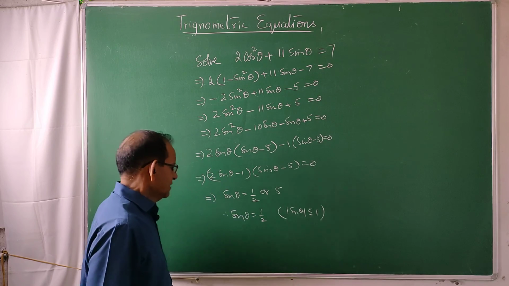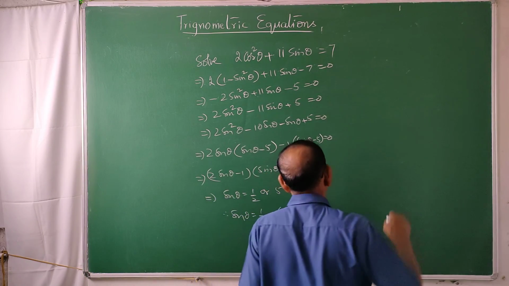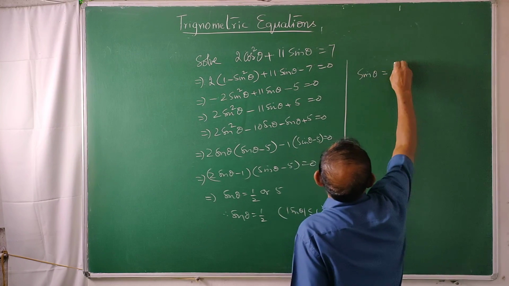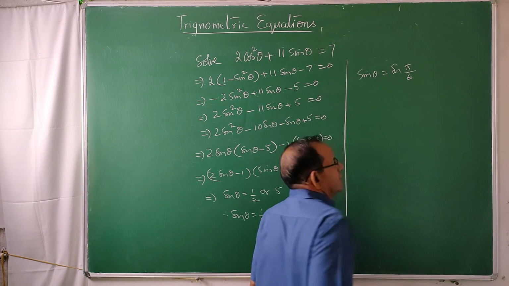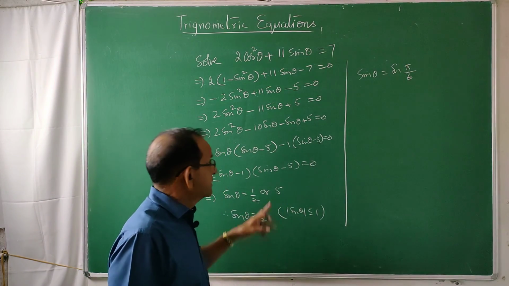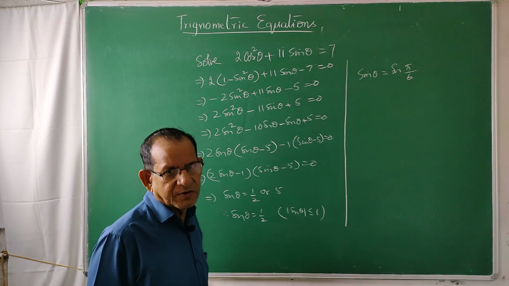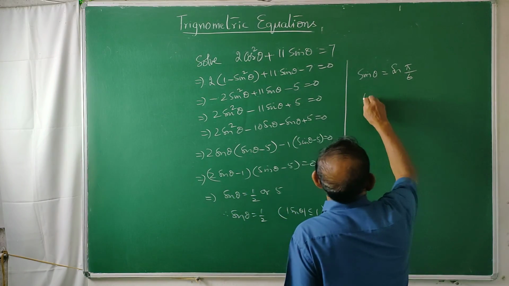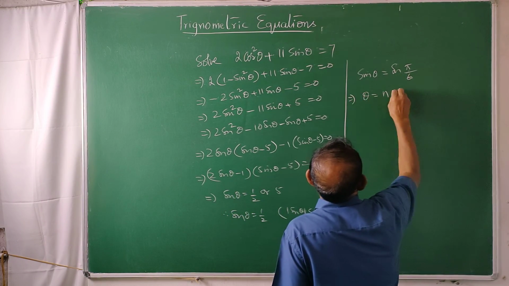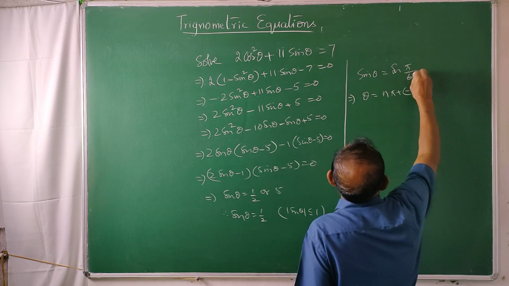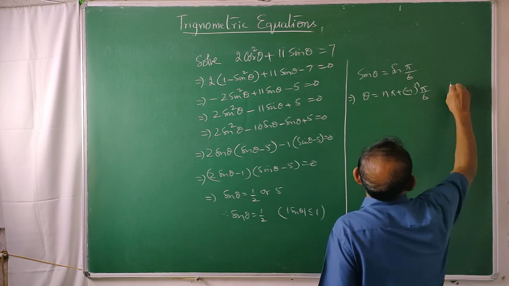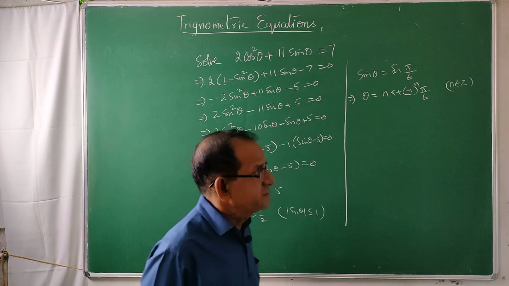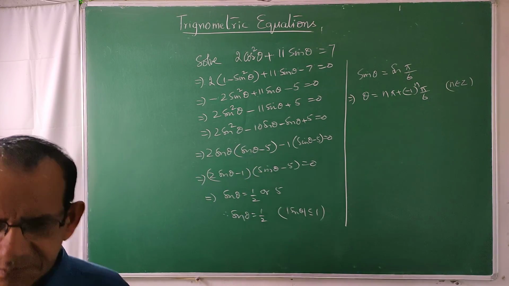Now for 1 by 2, what is the principal value between minus 90 and plus 90? You can write sin 30. Between minus 90 and plus 90, only 30 degrees is satisfying sin theta is equal to 1 by 2. Now sin theta is equal to sin alpha. What is the general solution? Theta is equal to n pi plus minus 1 whole power n into alpha, that is pi by 6. N belongs to Z, n is any integer. So this is the general solution for the given equation.